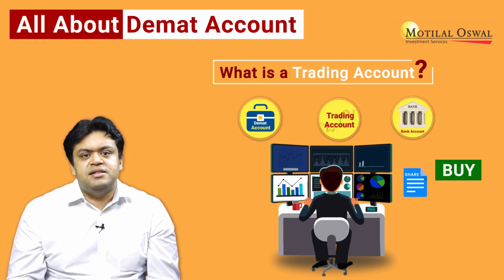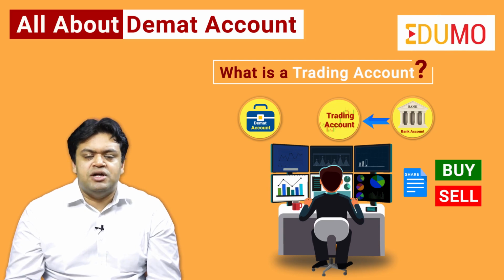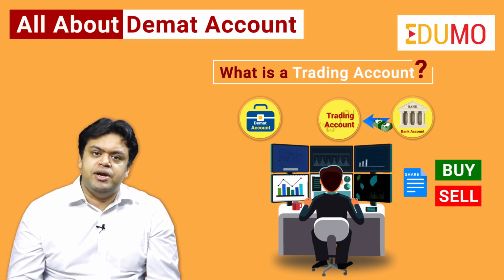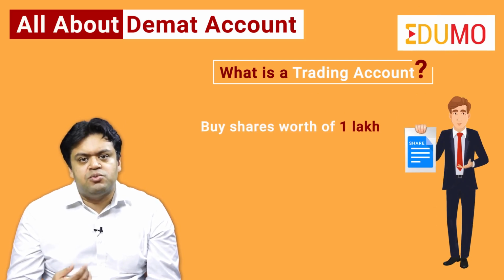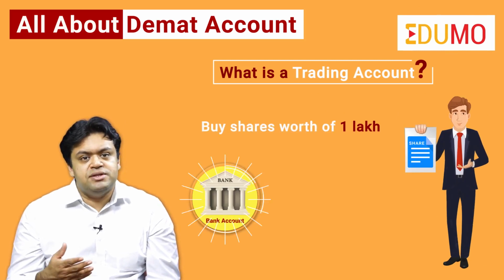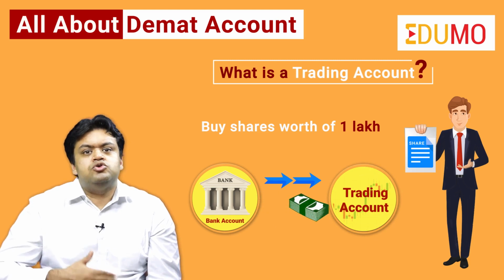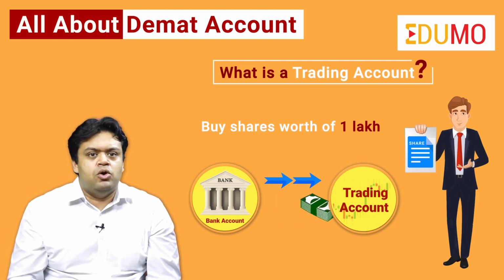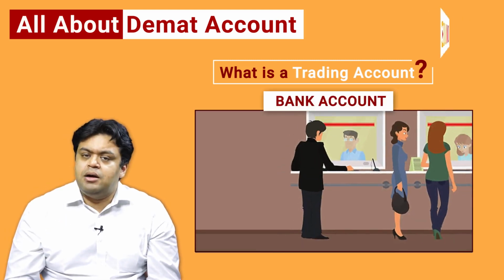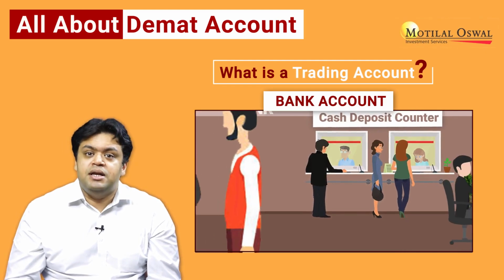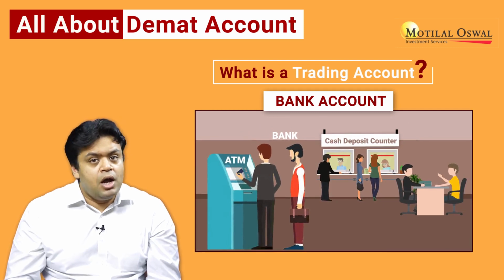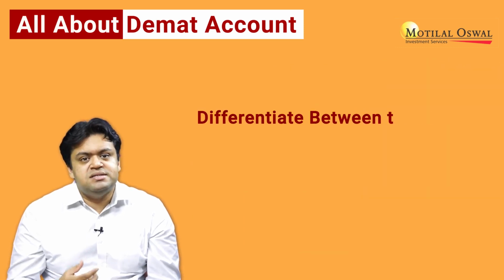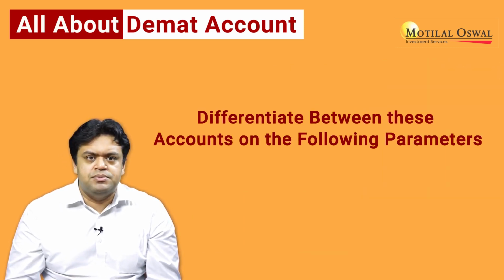When we buy or sell a share, then that amount is transferred from the bank account to the trading account. For example, if we want to buy shares worth 1 lakh, then we need to transfer that amount from our bank account to our trading account to place the buy order. A bank account, as we all know, is where our money is deposited and withdrawn securely. Now we shall differentiate between these accounts on the following parameters.